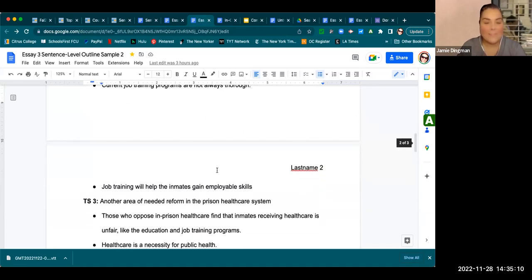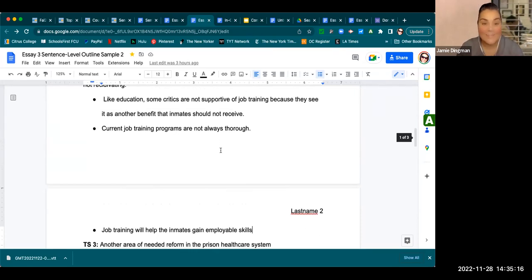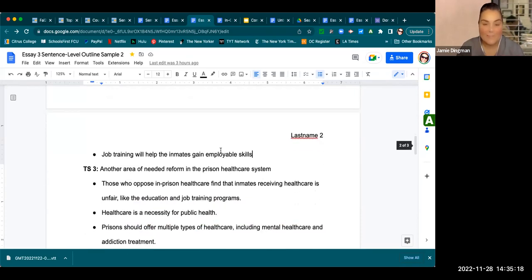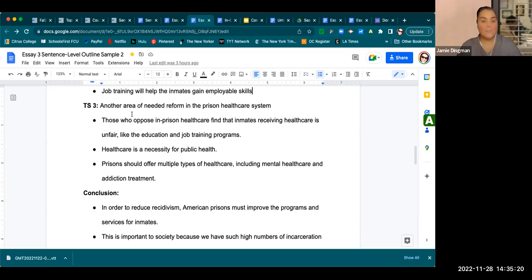And then we see their other point here, job training will help inmates gain employable skills. Again, clear sentences, complete sentences. And these are the points that are going to build that paragraph. Moving on to the third section, right? Once again, we have a clear topic sentence here. Another area of needed reform is in the prison healthcare system.